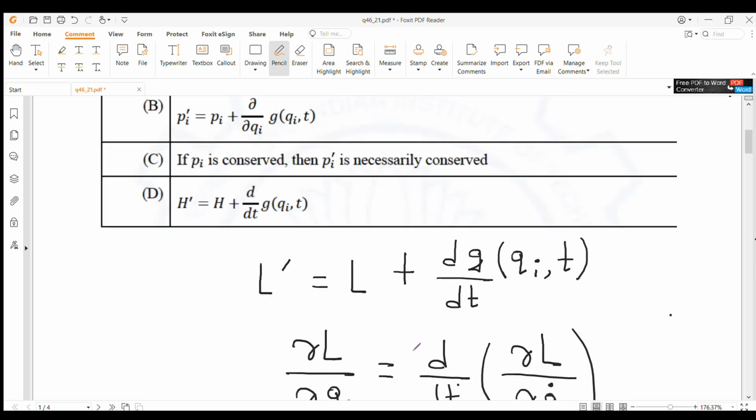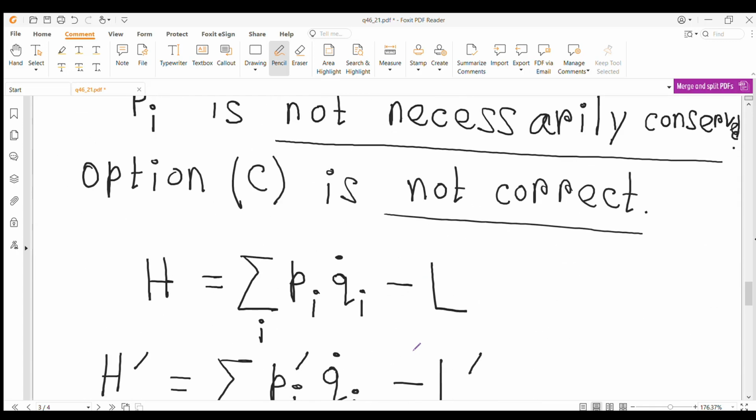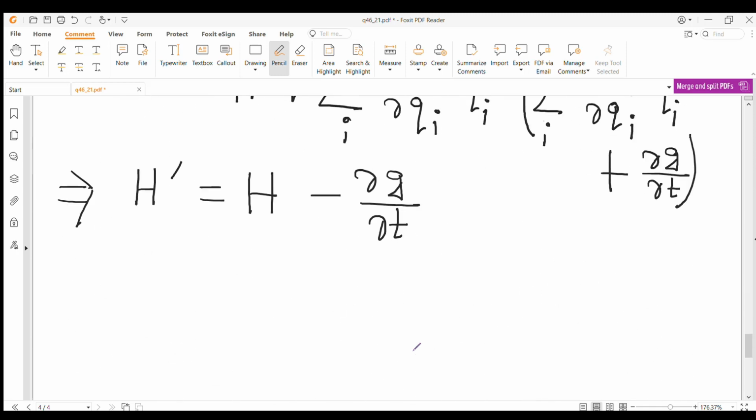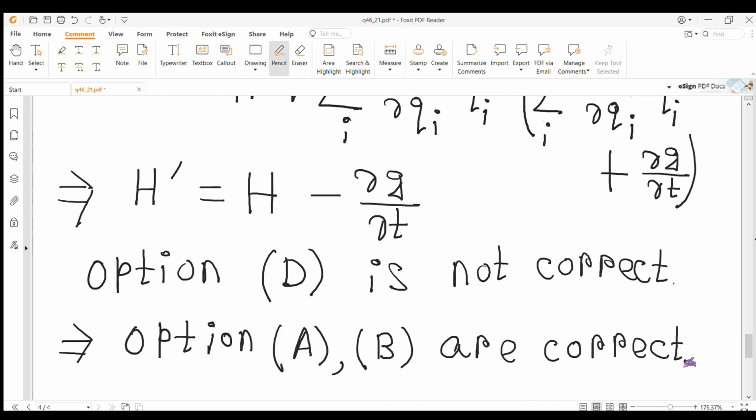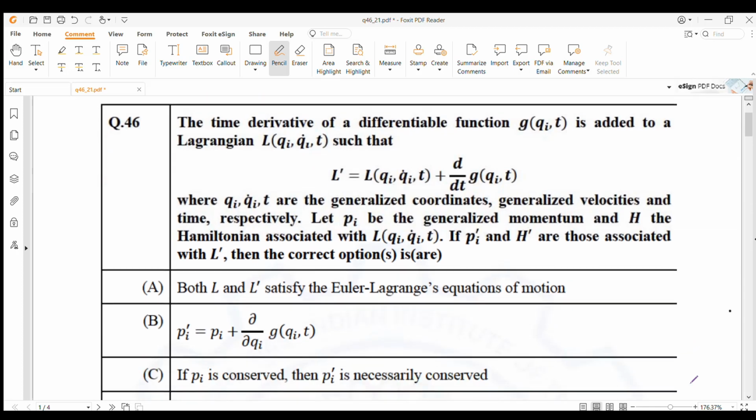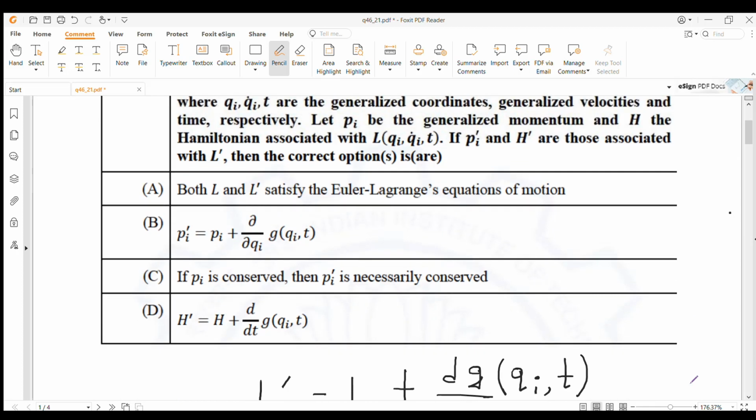In option D, it has been given that H prime is equal to H plus dg/dt. So option D is not correct. Thus, we have found that option A and option B are correct. So in this question, option A and option B are correct.